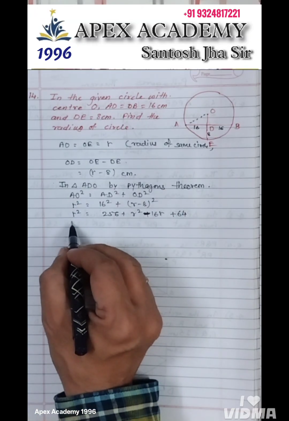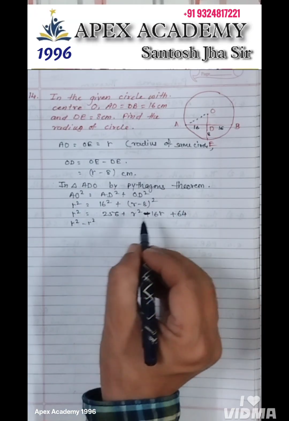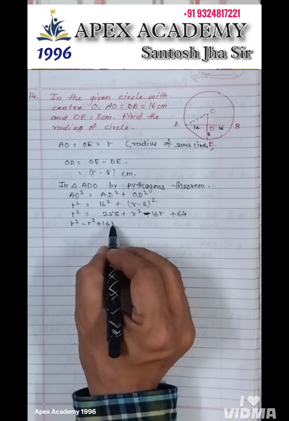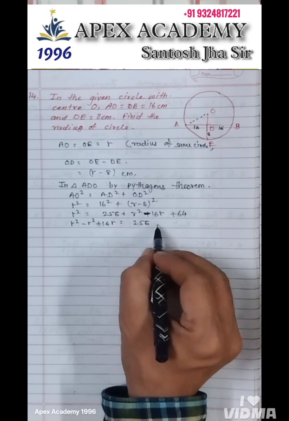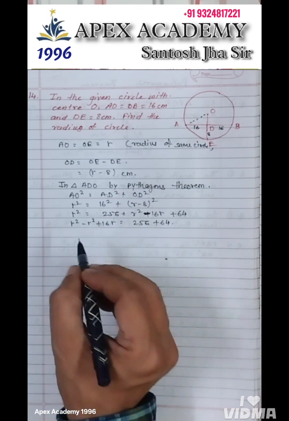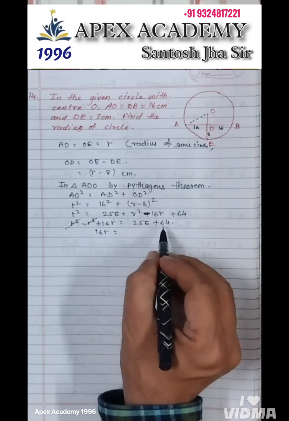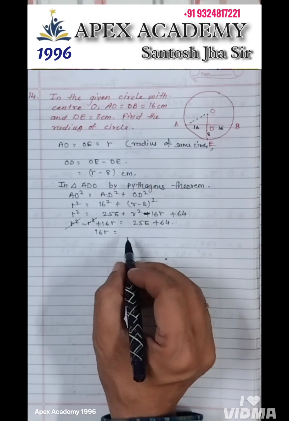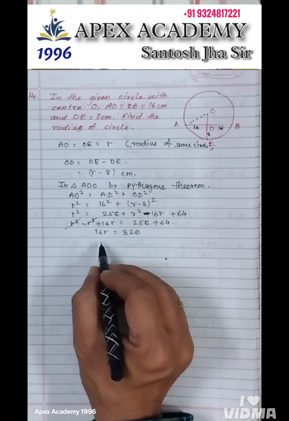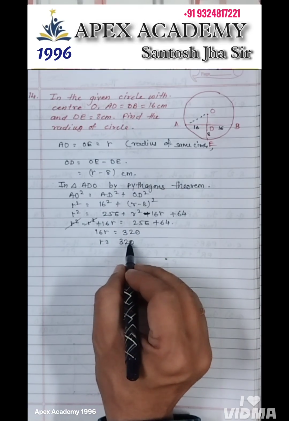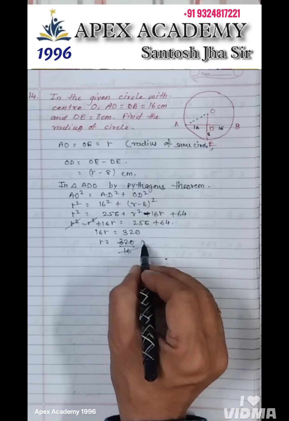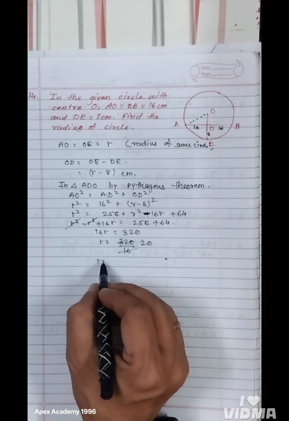We'll shift all these R's. So R square minus R square, 16R becomes plus. Here it is 256 plus 64. So R square gets cancelled. It is 16R equals, it becomes 320. So finally R is 320 upon 16. That is 20, so R is 20 centimeter.